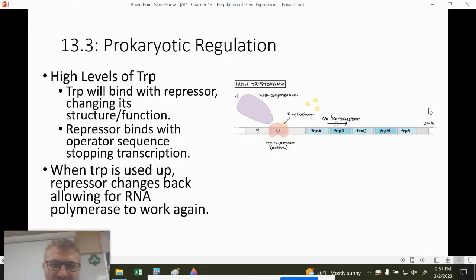There we go. When there are high levels of tryptophan, what happens is the tryptophan is going to bind to the repressor. Once that happens, the repressor then will bind to the operator, and it will stop RNA polymerase from making more genes to make more tryptophan. This is showing us that, hey, we already have a good amount of tryptophan. Why make more? It's going to bind here to the operator, which stops transcription, which stops translation, which stops the proteins from producing tryptophan. So we don't need to have more tryptophan in the cell.